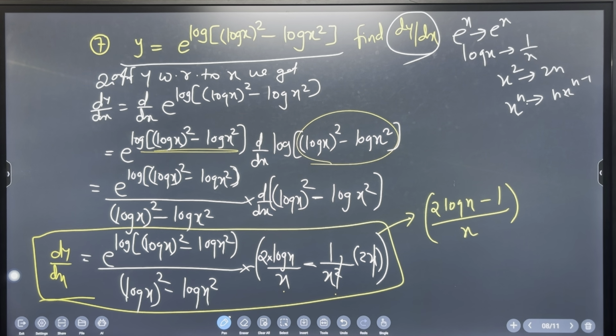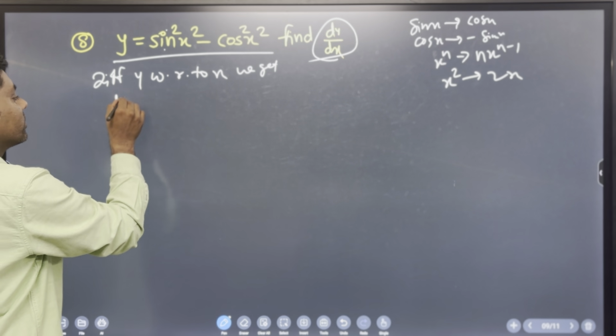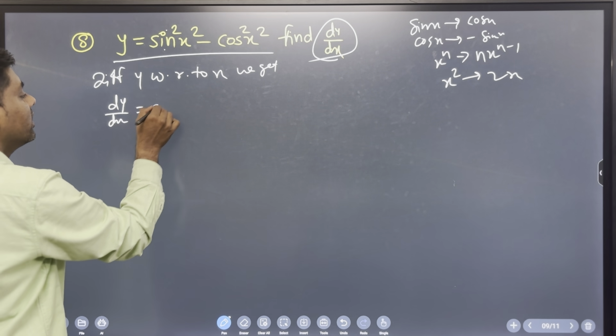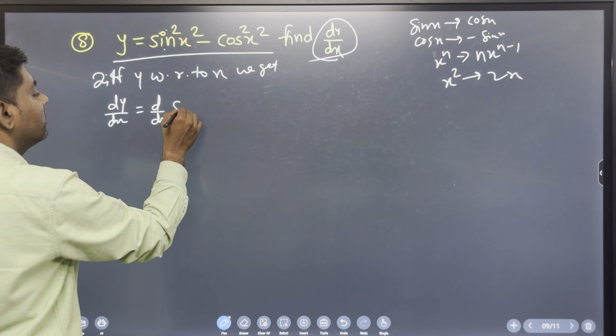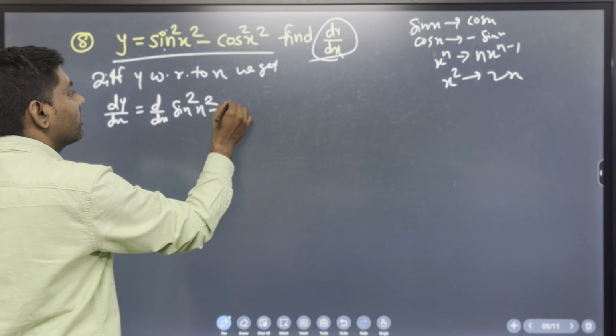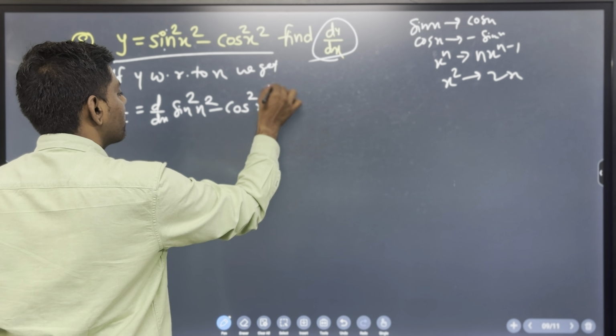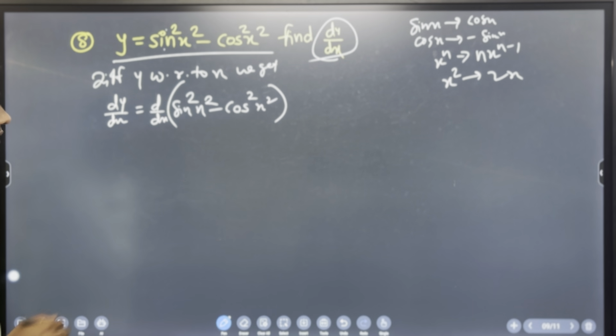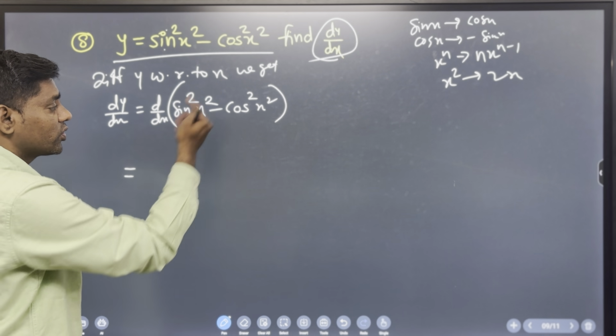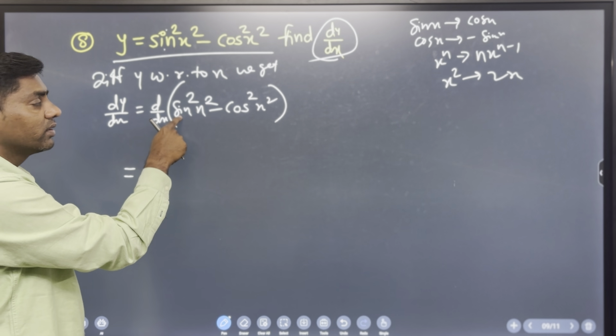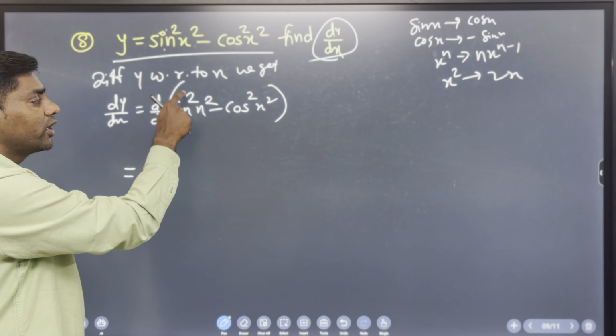Once you remember in your mind which formula to use, it is very easy to calculate. So we apply d by dx on both sides, that is d by dx of sine square x square minus cos square x square, bracket complete. So let's restart. What is the derivative of a function raised to a constant? The function is sine x and 2 is the constant. So what is the derivative?